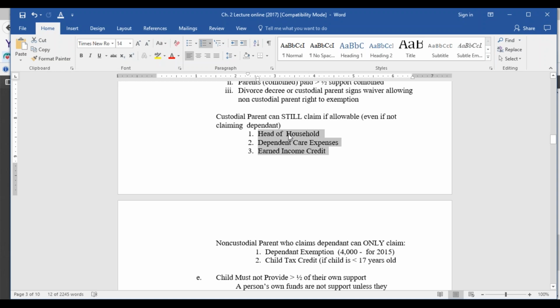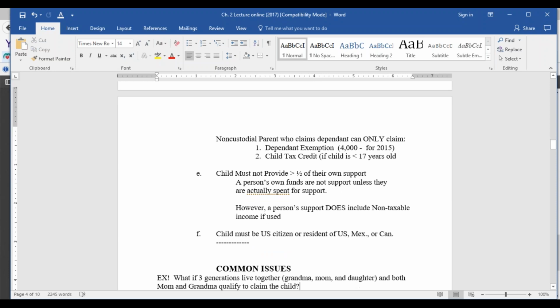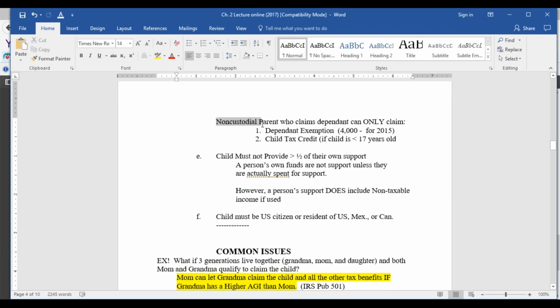That non-custodial parent cannot claim head of household because he was not the head of household for the child, unless he had another child that he was considered the custodial parent of. The non-custodial parent could not claim earned income credit for that child or any dependent care expenses that were paid by somebody else. So therefore, the non-custodial parent who claims the child just because the divorce decree says they can, gets to take $4,050 off their taxes, and this year it did go up, and they can also then qualify for the child tax credit.